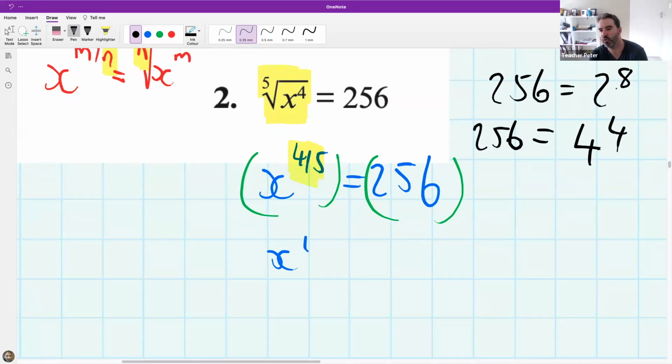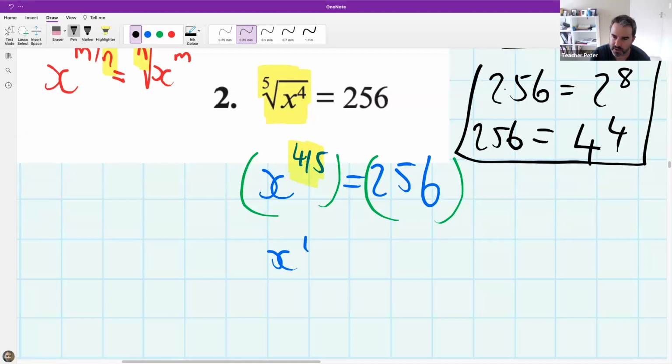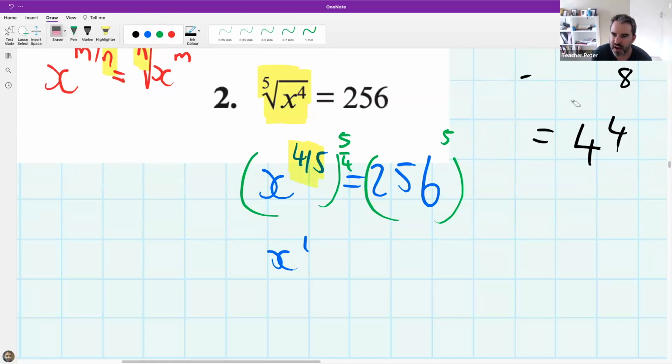So 2 to the 8, or you could get 4 to the power of 4. Both of those are helpful, and we'll get to them in a moment. But what's the main thing? I think the main thing we need to do is raise both sides to the power of 5 over 4.